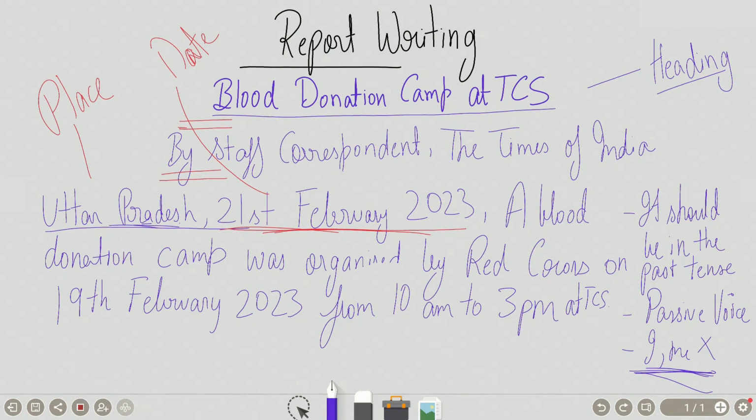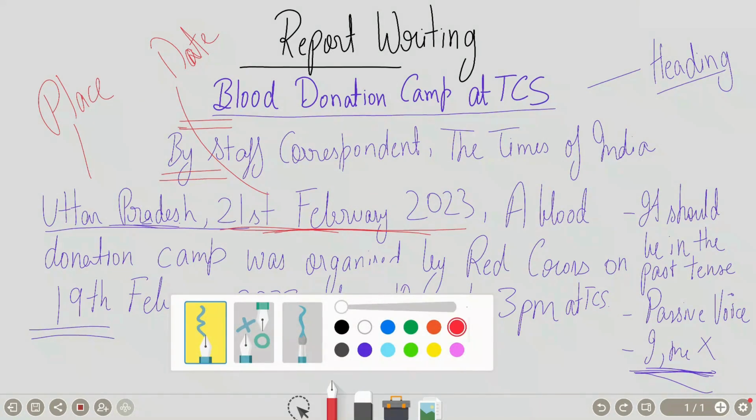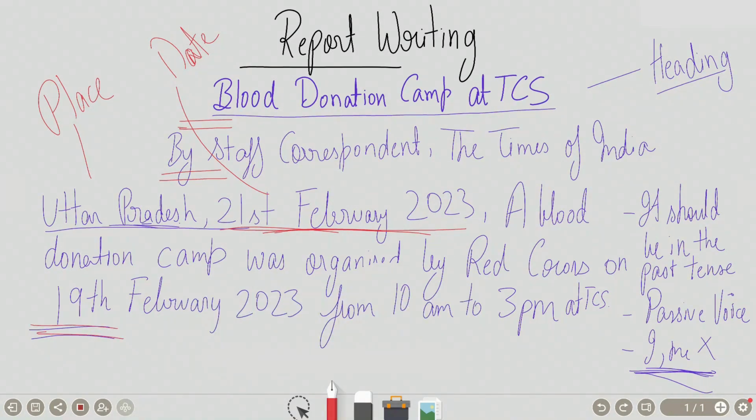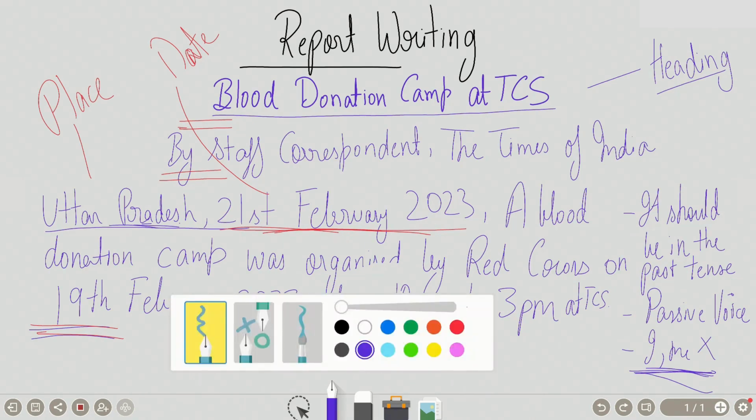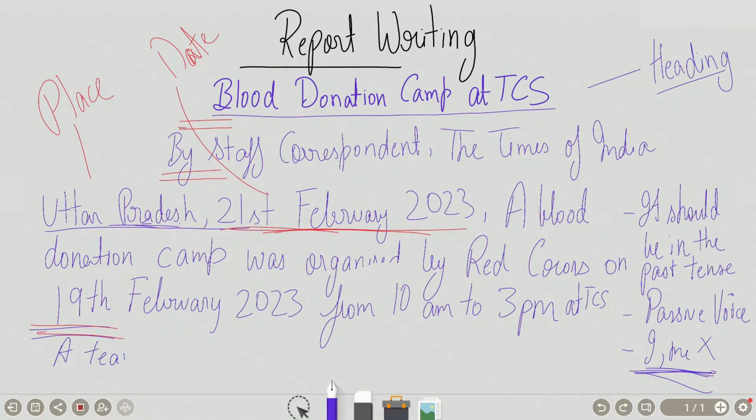Then you continue the introductory paragraph. After writing your introductory paragraph, you will leave one line. Then you will write the details: a team of 5 doctors and 20 nurses, whatever details you need to mention in the report. Understood? Then the concluding paragraph.